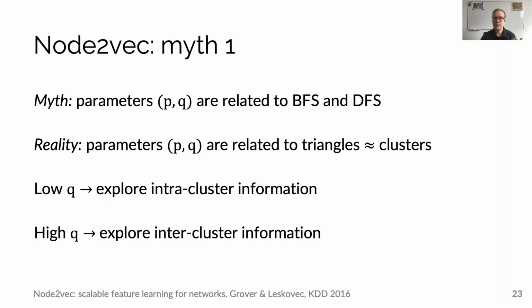So if we have low Q, we go far away from closed triangles. So we basically try to run away from clusters as fast as possible. And with a high Q, we typically stay within triangles, or we even go back if P is low. Then we explore the information within tightly connected clusters.